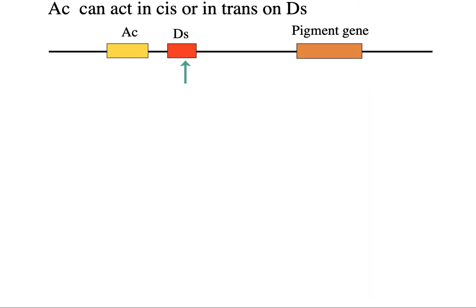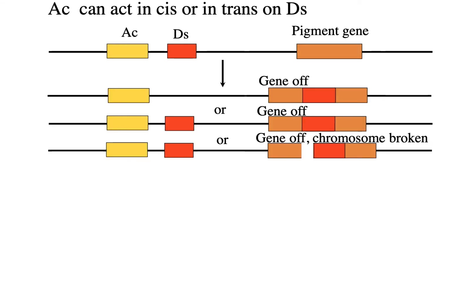DS elements, on the other hand, remember they were missing part of the center part of the transposon, including the transposase gene. They required that AC was there for their movement. So DS could only move if AC was there, and again, as with AC, it could move into the gene to disrupt it. It could leave a copy of itself in the original position or disappear, sometimes leaving just the inverted repeats. And it could also break the chromosome within the gene that it moved into, and cytologically that could be observed as a broken chromosome.